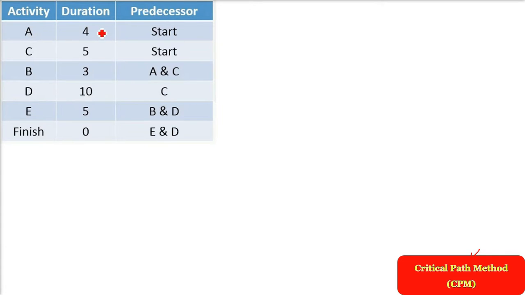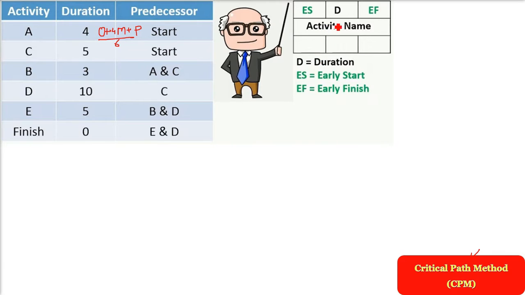For any activity to complete, there are 3 values. One will be optimistic, one will be pessimistic, one will be most likely. So what do we do? O plus 4m plus p, divided by 6, and then we find out the duration. That was done in PERT. Here, the notes, how we are going to write it.